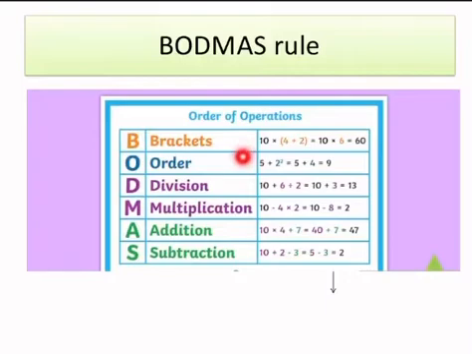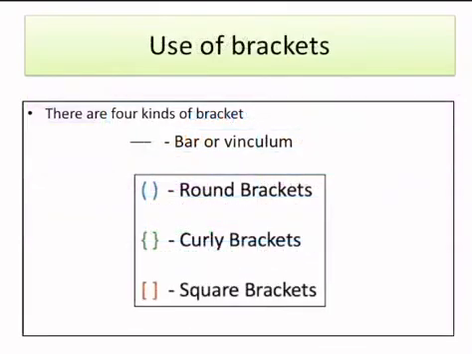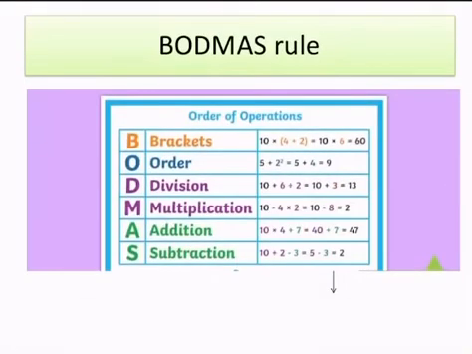Here you can see how we can do the order of operations. So B stands for bracket. As in this expression, you can see 10 into 4 plus 2. 4 plus 2 is in bracket. So first of all, we will sort out the bracket, that is 4 plus 2. Then we are going to multiply with the 10.